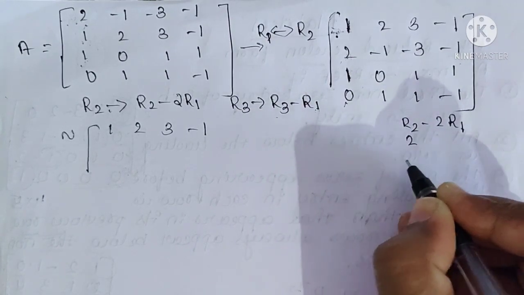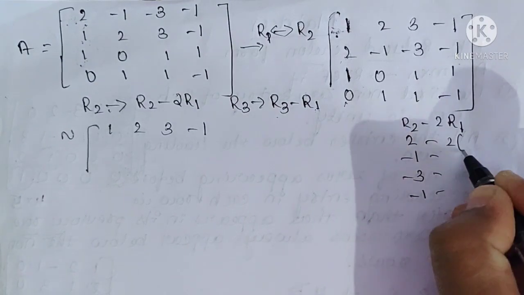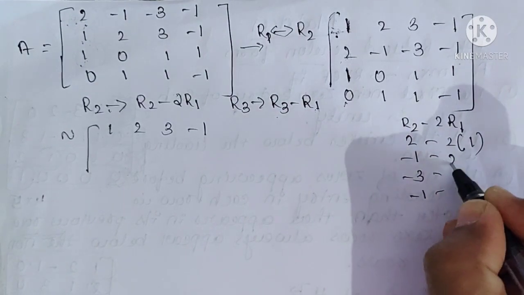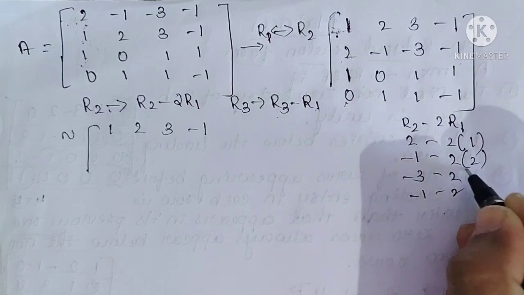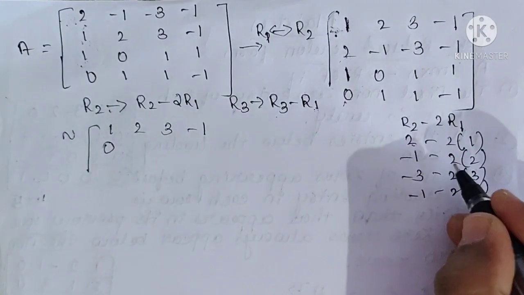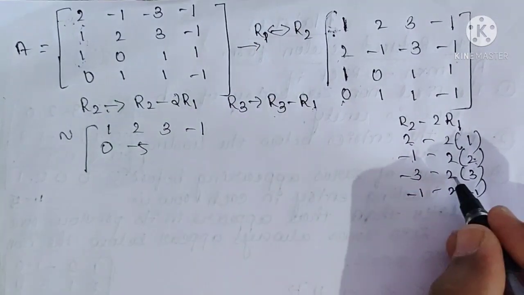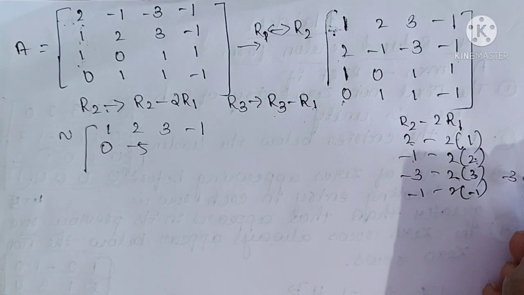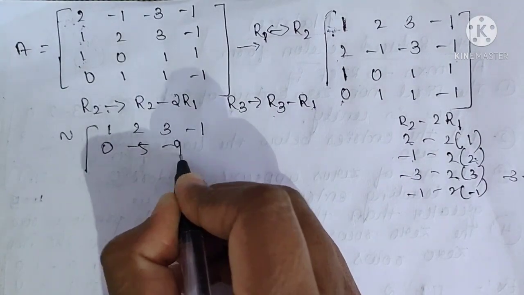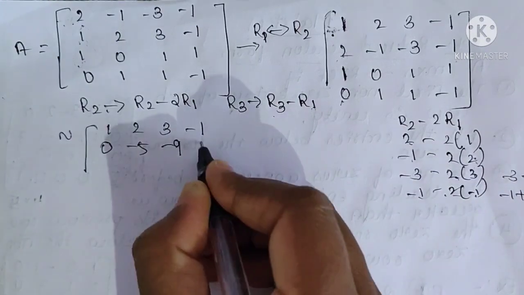Row 2 elements are 2 minus 1, minus 3 minus 1, minus 2 into row 1 elements 1 2 3 minus 1. 2 0s are 0, 2 2s are 4 minus 1 minus 4 is minus 5, 2 3s are 6 minus 3 minus 6 is minus 9, minus into minus, plus, minus 1 plus 2 is plus 1.